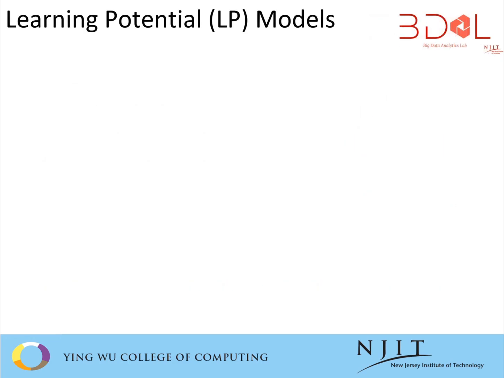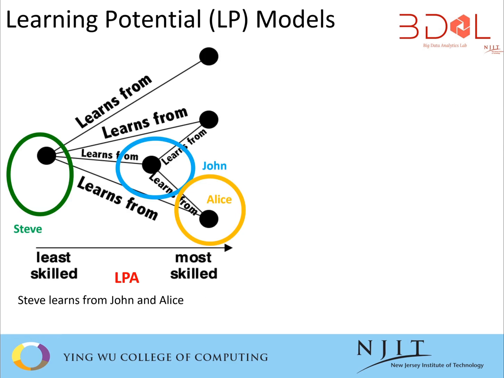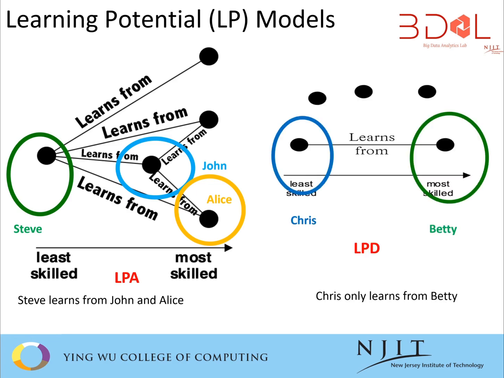Learning potential, which is to understand how one learns in peer learning, has two natural variants that we capture. LPA is a case where every individual in the group learns from all other individuals that are higher skilled. LPD is where the weakest member learns from the most skilled individual in the group.